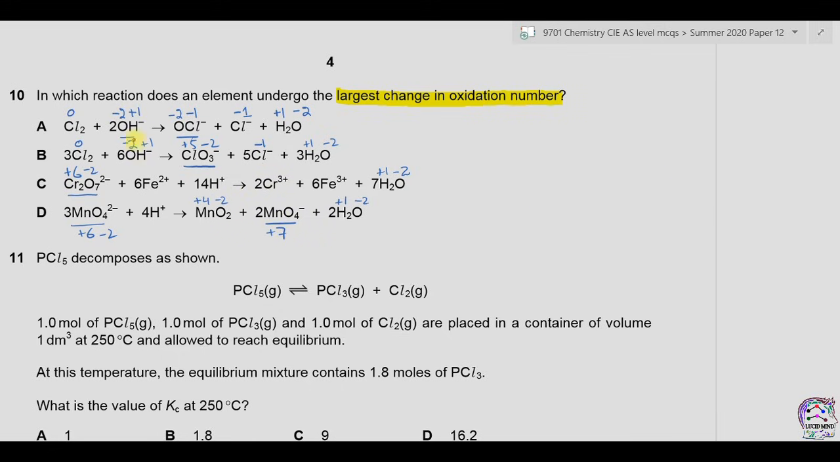Now let's find out the differences between the oxidation state changes. So we can see that chlorine changes from 0 to +5, and this is the largest change in oxidation number. So therefore the option is B.